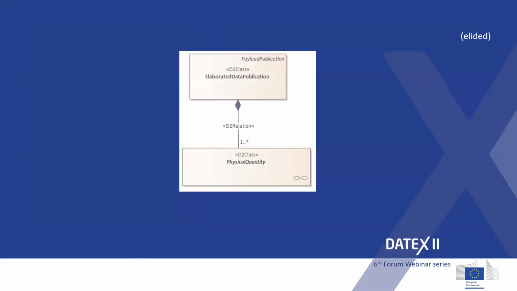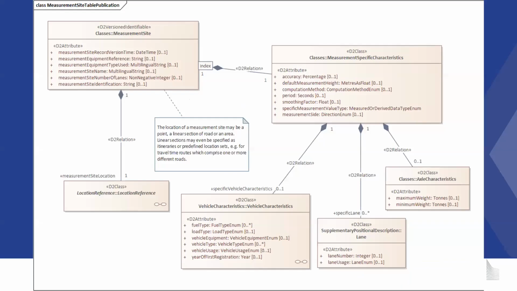And contrasting that with elaborated data publication, no such constructs, you just go straight to having the physical quantities. Much of that pattern was the same in DATEX 2 version 2.3, but some changes in the details, and the physical quantity is a new concept. I'll explain a bit about that later.